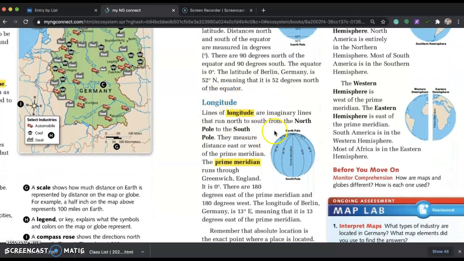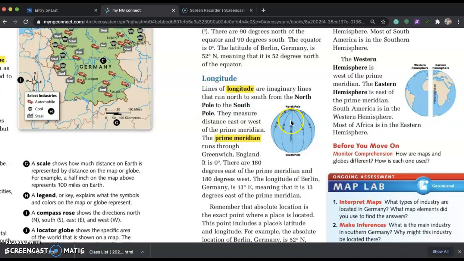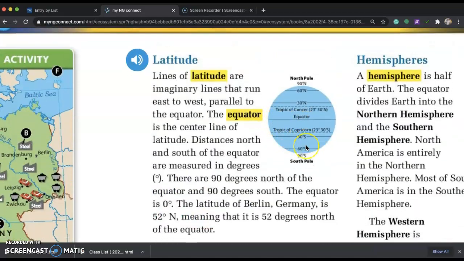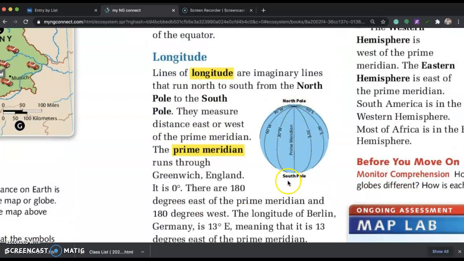Longitude, again, are imaginary lines that run from north to south or south to north. They are vertical lines up and down. So think longitude, long lines. Longitude, long lines. And just like the equator is for latitude, the prime meridian is 0 degrees longitude.